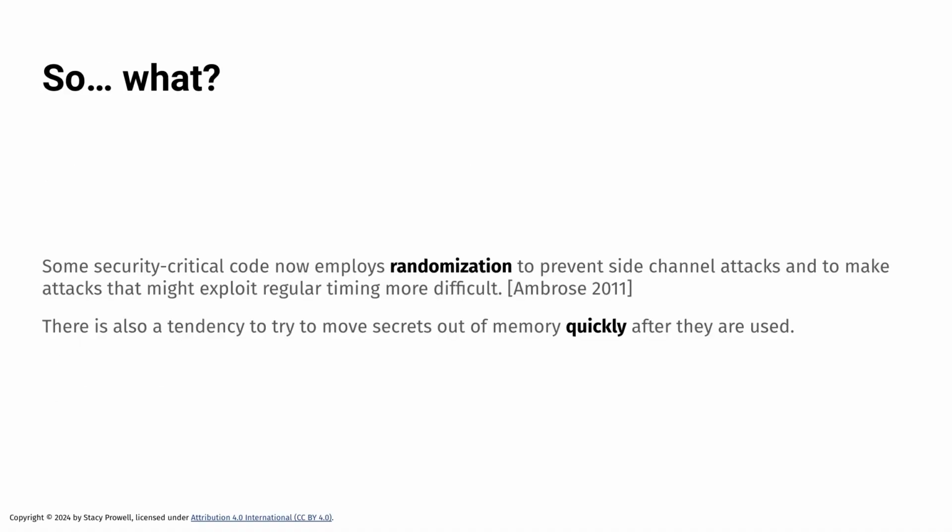So what's the point of all this? Critical code tends to employ randomization, and that's to prevent side channel attacks and to make attacks that exploit regular timing more difficult. Also, don't leave secrets lying around in memory. Get them out of memory quickly if you don't need them to be present in memory for a long time.